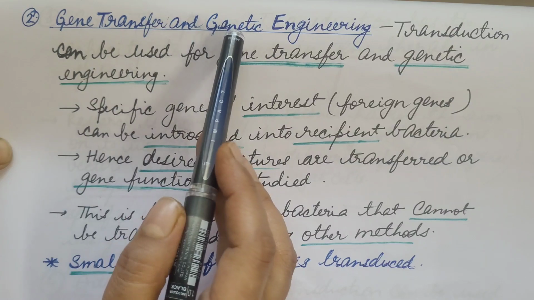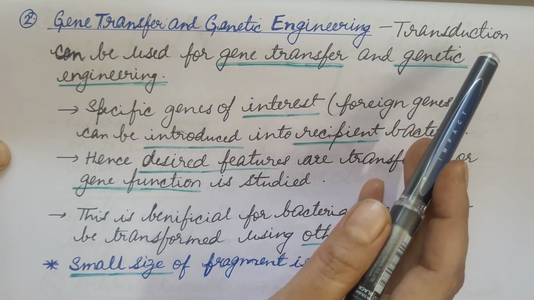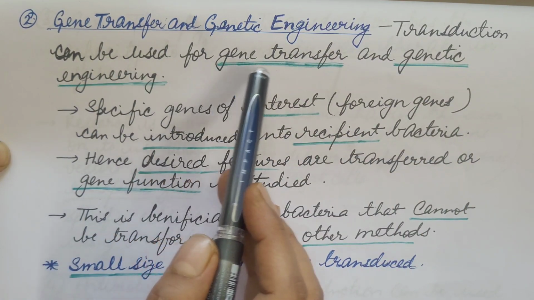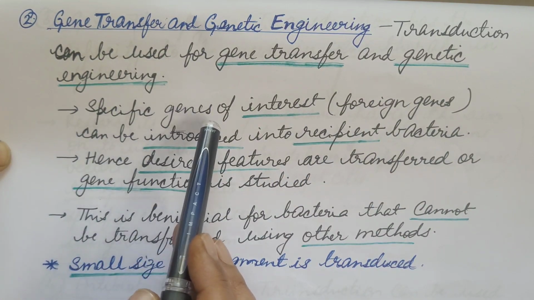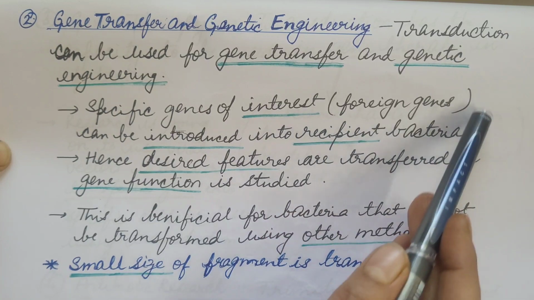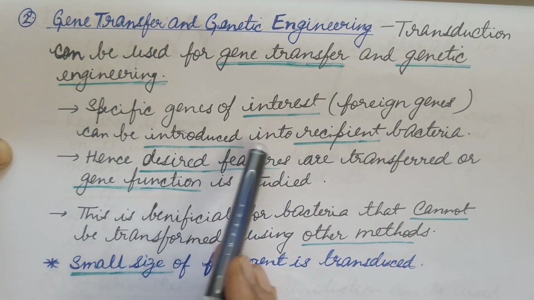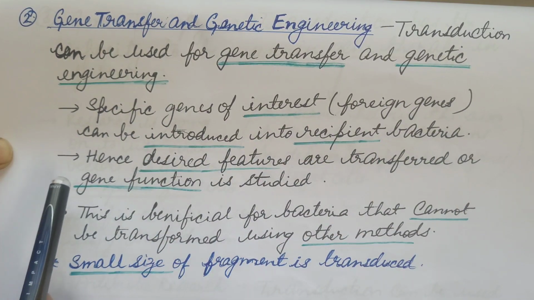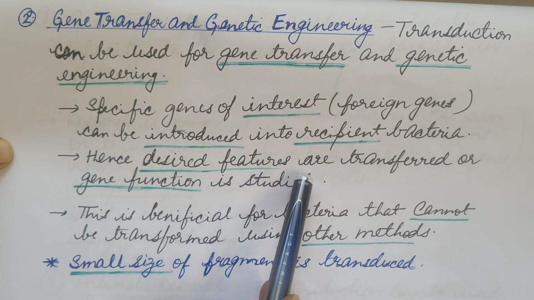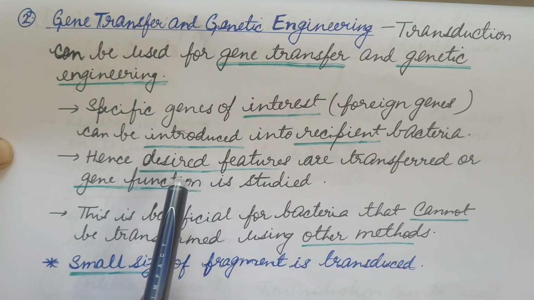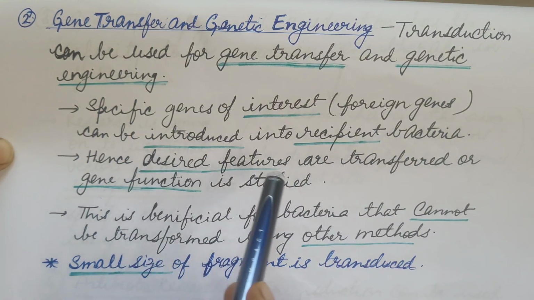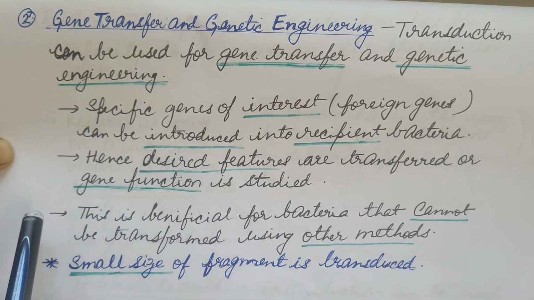Second is gene transfer and genetic engineering. Transduction can be used for gene transfer and genetic engineering. Specific genes of interest, which are foreign genes, can be introduced into recipient bacteria. Hence, desired features are transferred or gene function is studied. So, it helps to transfer desired features and to study gene function.